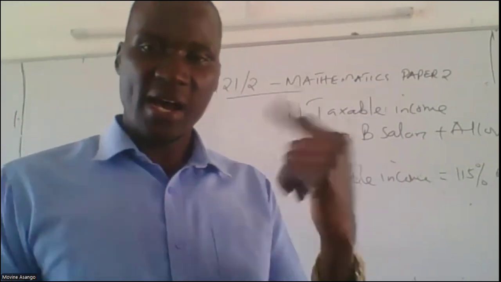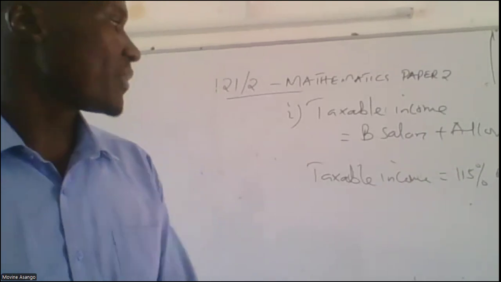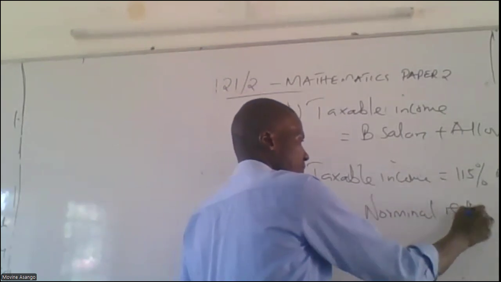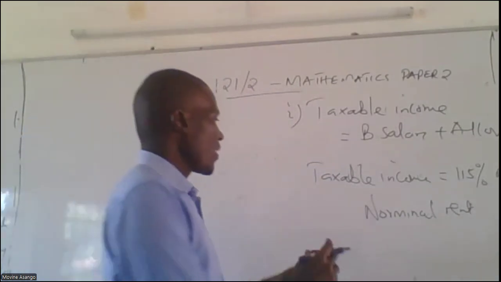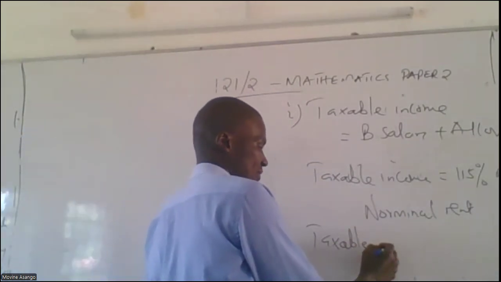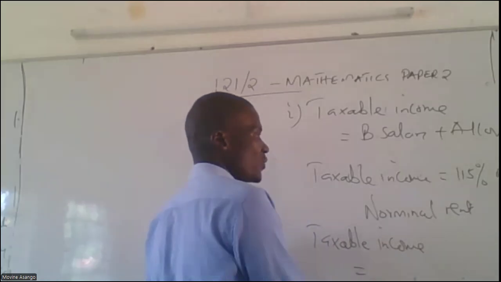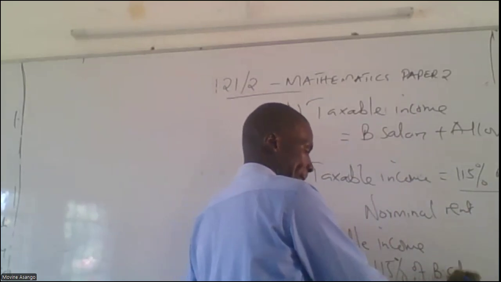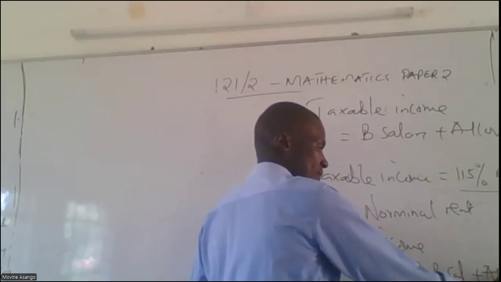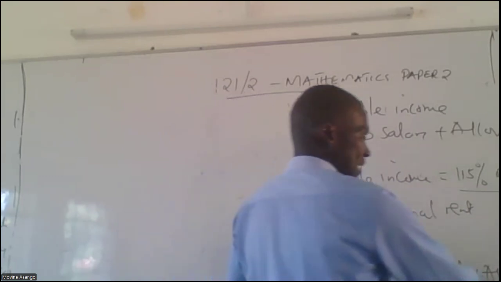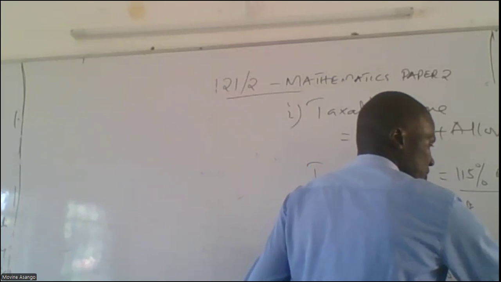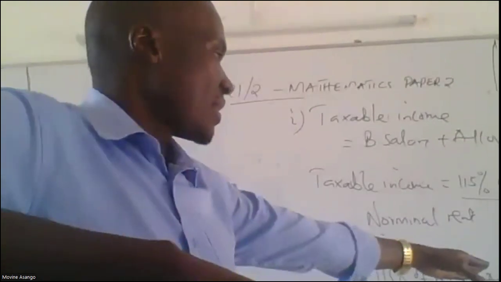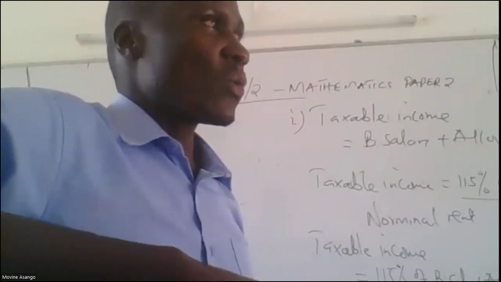Another scenario is someone has been housed and is paying nominal rent. There is something you're going to call nominal rent. If someone is housed and is paying nominal rent, then our taxable income in that case, those are rare cases, and we must equip ourselves with it, will still be this 115% of the basic salary. We'll add the allowances, yes. But because he's paying nominal rent, we will subtract that rent. So take 115% of the basic salary plus allowances, subtract the rent. Whatever is left is now what we'll be calling the taxable income.